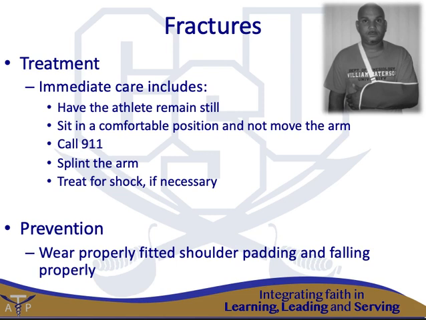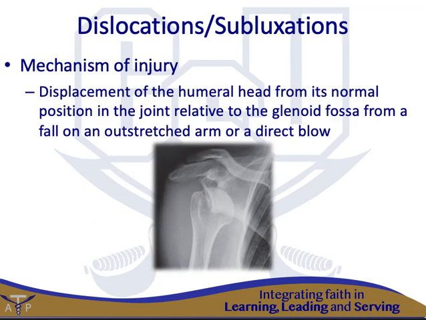For prevention, we want individuals to wear appropriately fitted shoulder pads, and we want to teach them how to fall correctly. Most times we see falling in areas such as volleyball, where athletes have been taught how to fall and roll so they don't have these types of fracture injuries. In addition, we can also instruct athletes to have a good supply of calcium and vitamin D and perform weight-bearing activities to keep their bones strong.